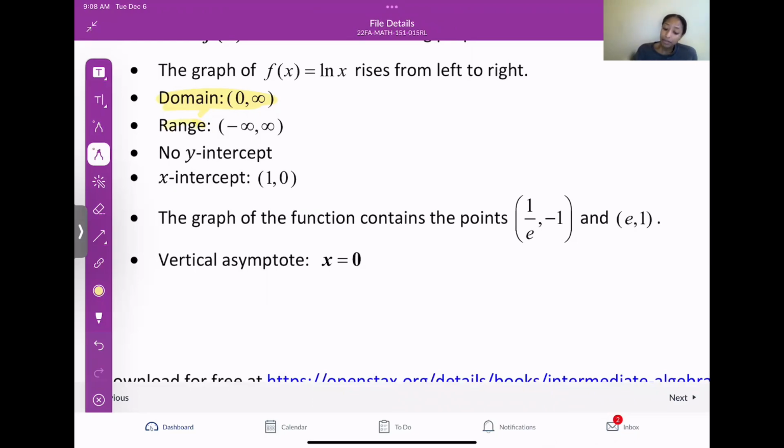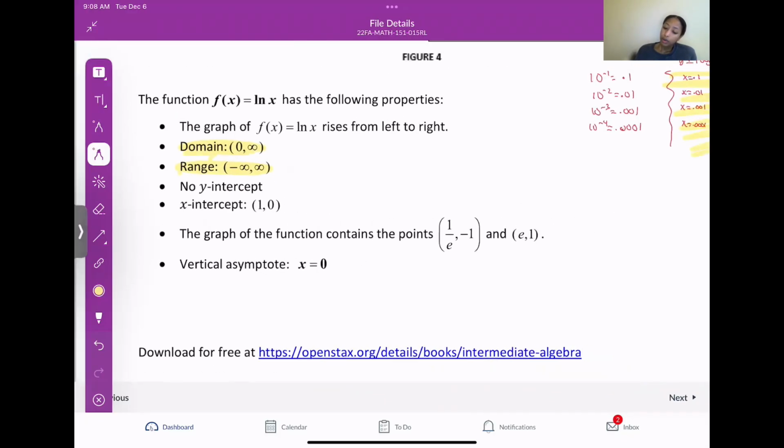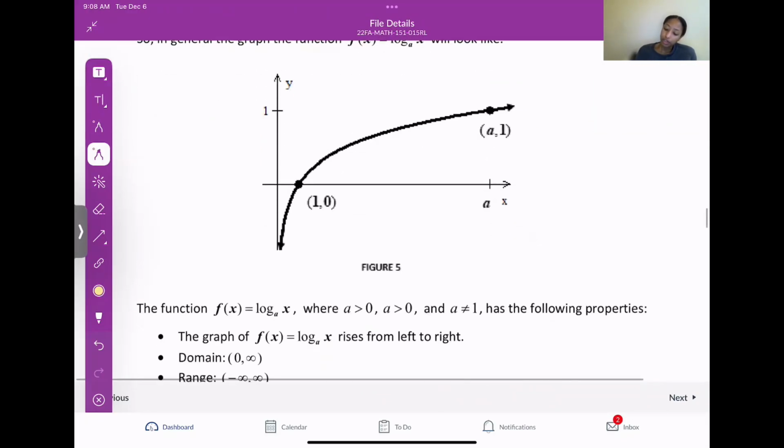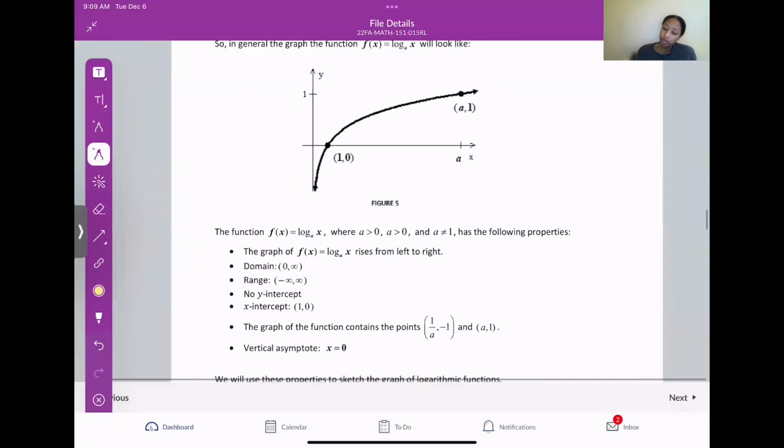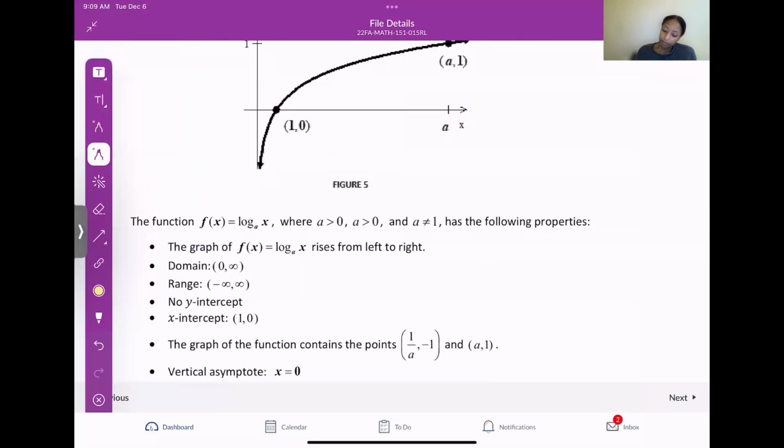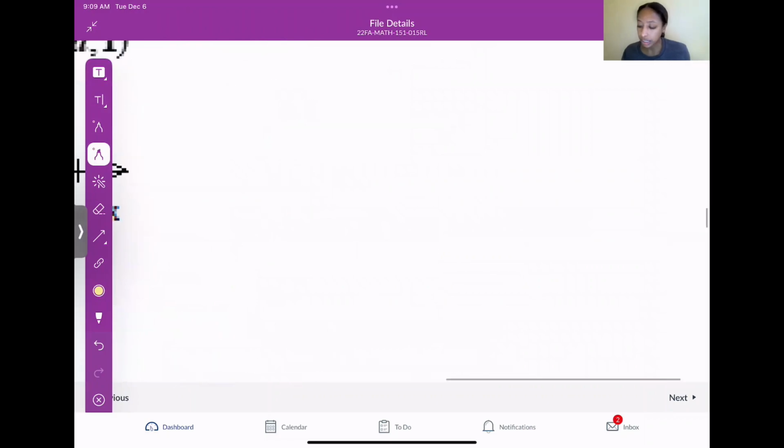Notice how this is opposite from what we have for exponential functions. Here, the range is -infinity to infinity. They switch from what we saw for exponential functions. There is no y-intercept, but we do have an x-intercept at 1, 0. And there is no horizontal asymptote, but we do have a vertical asymptote now at x equals 0, the y-axis. So if you compare the graphs of exponential functions and log functions, you'll notice that they are exact opposites. I want to write them both together here.